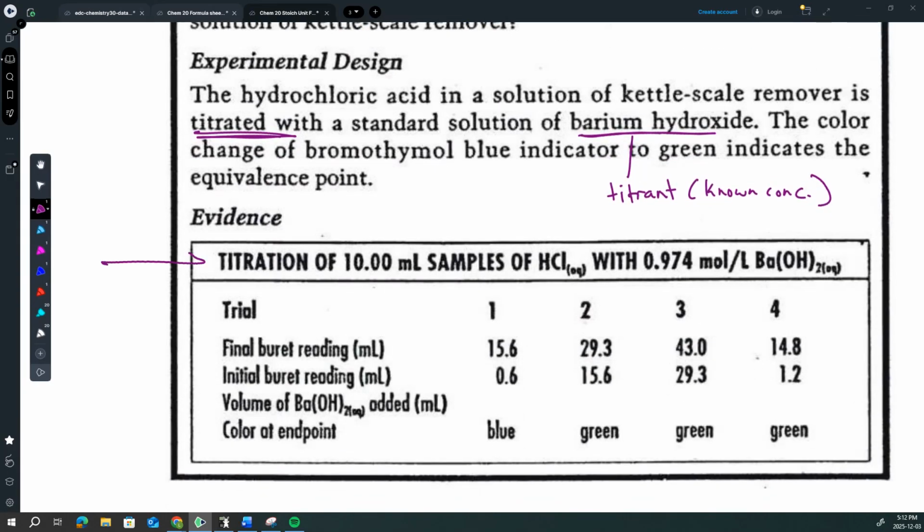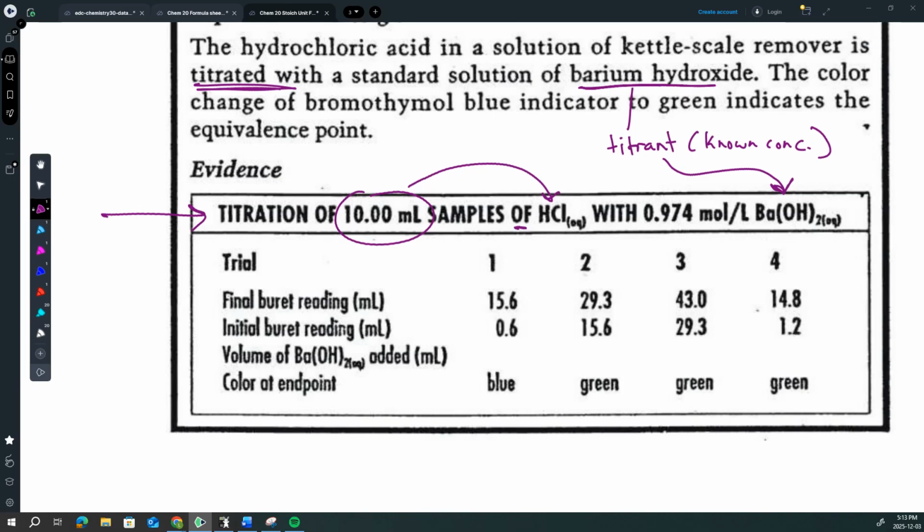Okay, so here, another easy way to figure out where to organize your information would be this heading here. So it says titration of 10 milliliter samples of hydrochloric acid. So that word of connects the 10 milliliters to hydrochloric acid with, so this is titrant, or words that indicate that the substance that comes after is going to be your titrant. Okay. So 0.974 mole per liter of barium hydroxide, that's our titrant.